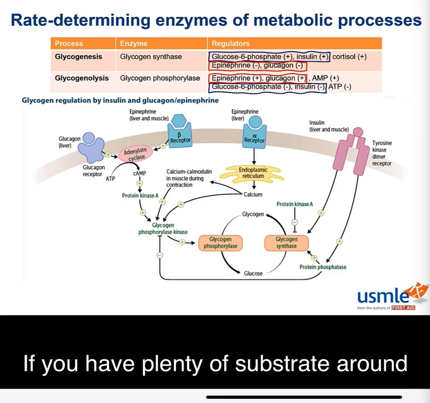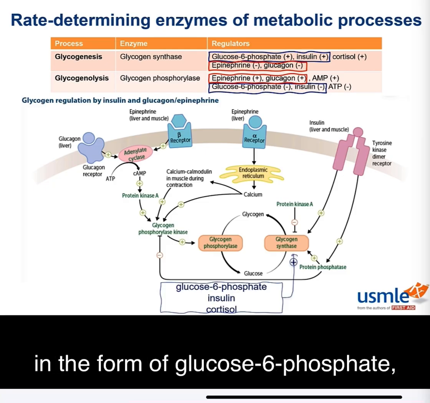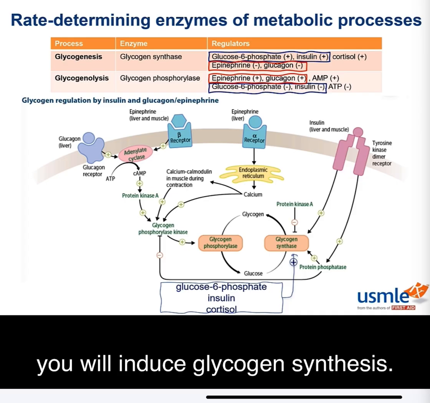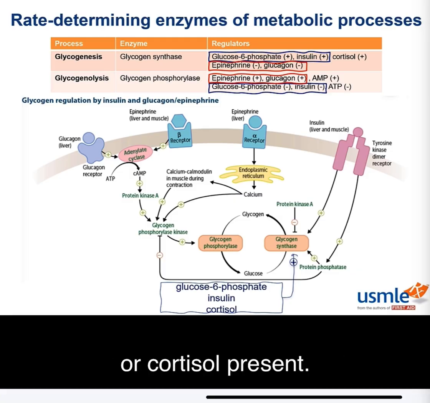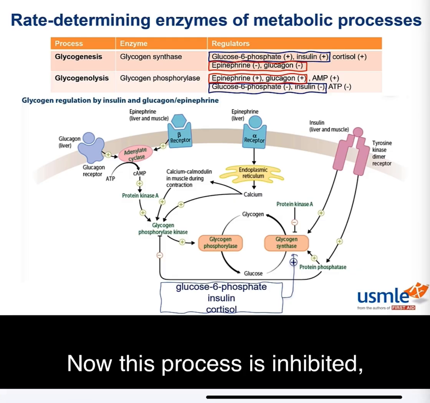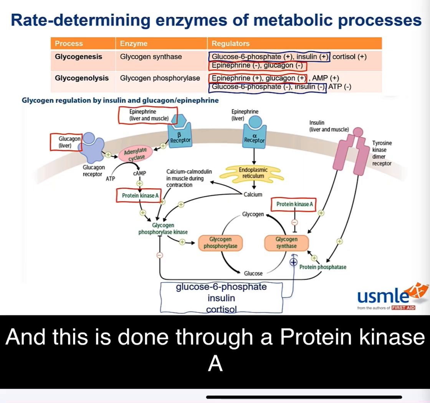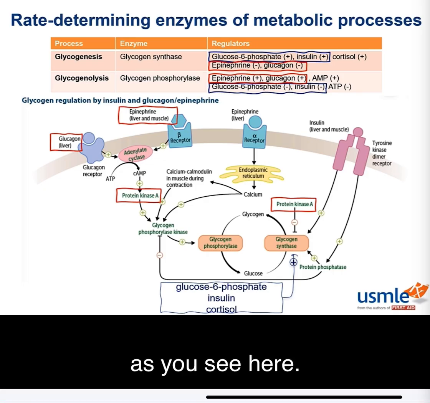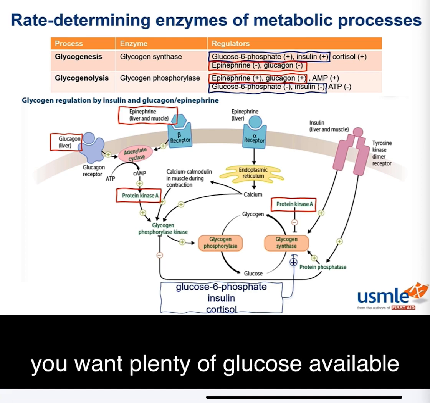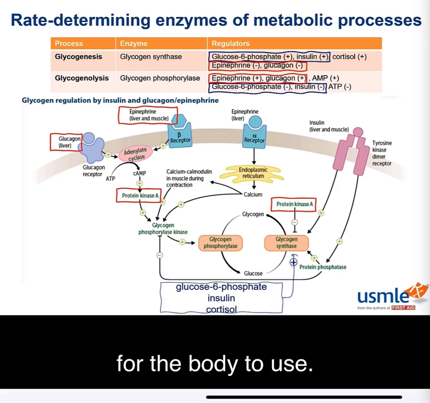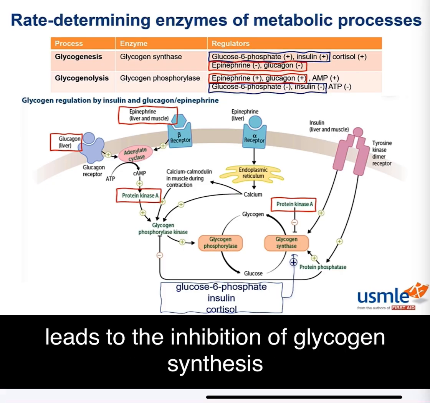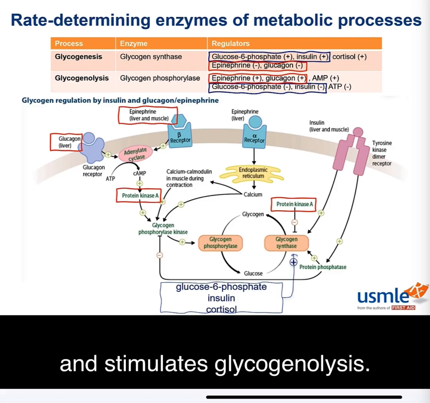If you have plenty of substrate around in the form of glucose 6-phosphate, you will induce glycogen synthesis. And the same goes if you have insulin or cortisol present. Now, this process is inhibited if epinephrine or glucagon are present, and this is done through protein kinase A, as you see here. Now, one quick tie-in here is that in stressful situations, you want plenty of glucose available for the body to use. This is why epinephrine leads to the inhibition of glycogen synthesis and stimulates glycogenolysis.